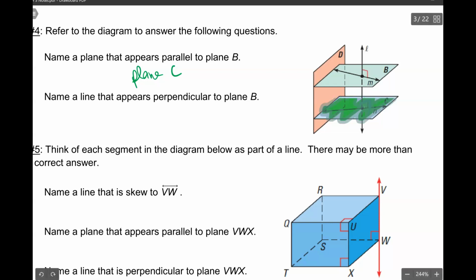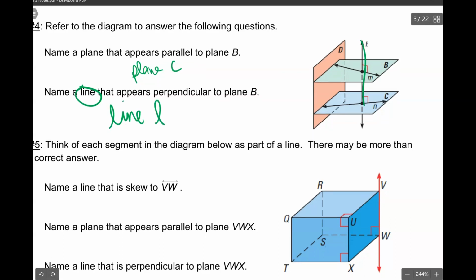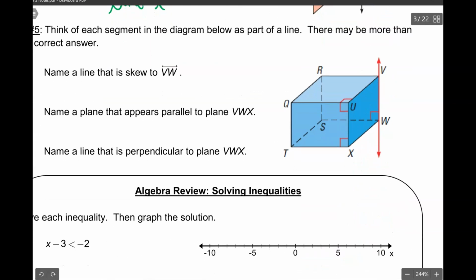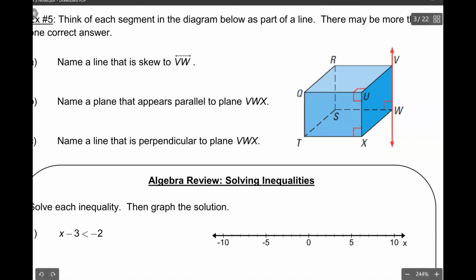Name a line that appears perpendicular to plane B. Okay, we need a line that's perpendicular, and so that would be line L. So you have to read the directions. If it said plane that's perpendicular, we'd say D, but it says line. Think of each segment of the diagram below as part of a line. There may be more than one correct answer.